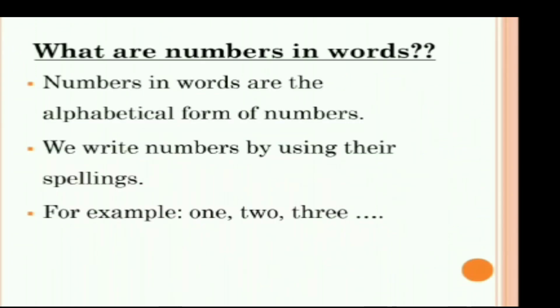First of all, I will tell you what numbers in words are. Numbers in words means writing numbers by using alphabets. When we are writing numbers in words, we write spellings of numbers. For example, ONE 1, TWO 2, THREE 3. In the examples given, I have written all the numbers by using their spellings.